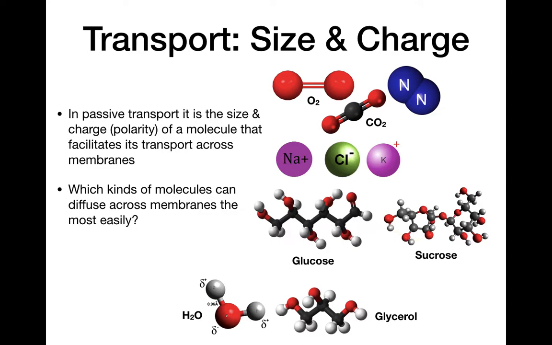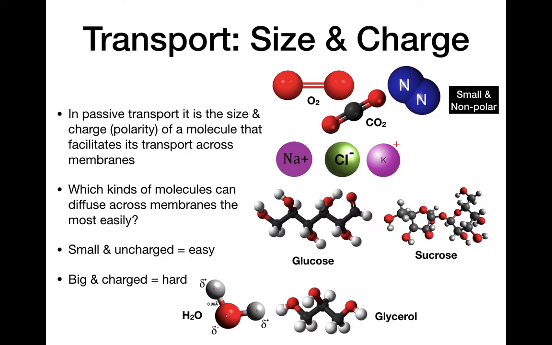Well, the answer is the best, easiest ones to move across membranes are small molecules and ones that are uncharged or nonpolar. They can move through because the majority of the membrane is in fact nonpolar. All those phospholipid tails are nonpolar. It's easier for the cell to move through it in that way. The bigger molecules and or charged molecules that are polar have a harder time passing the membrane. Oftentimes they require protein channels or some sort of support to get through that membrane.